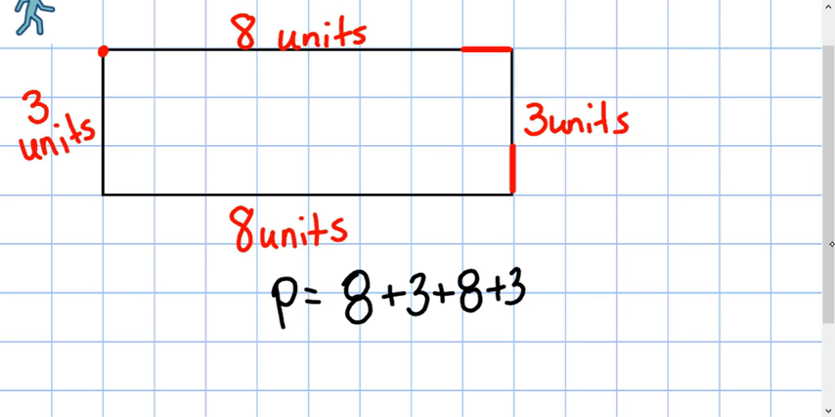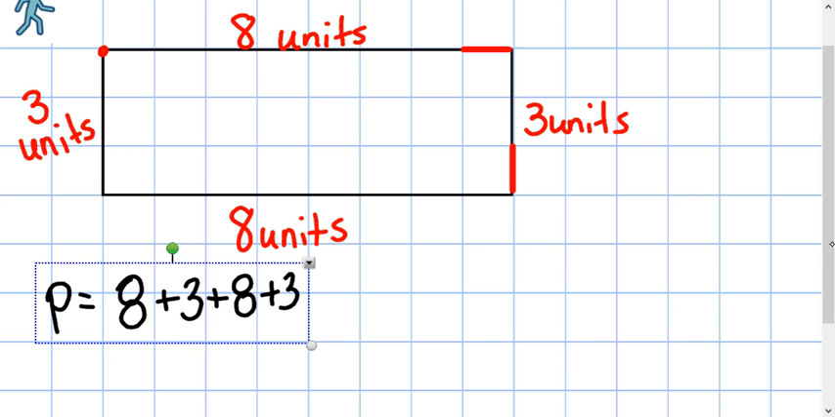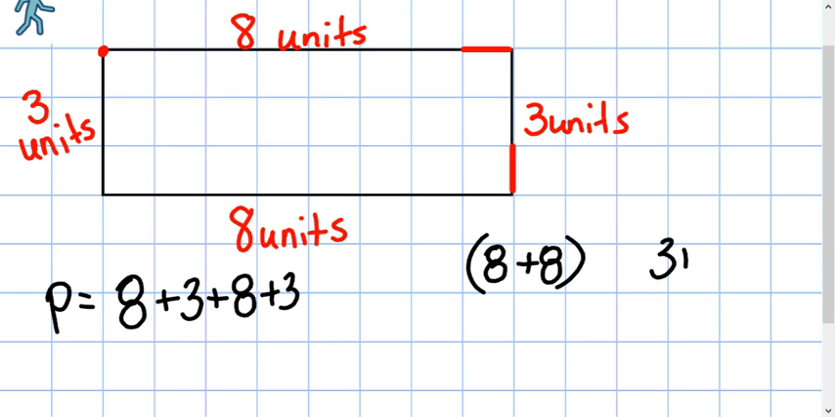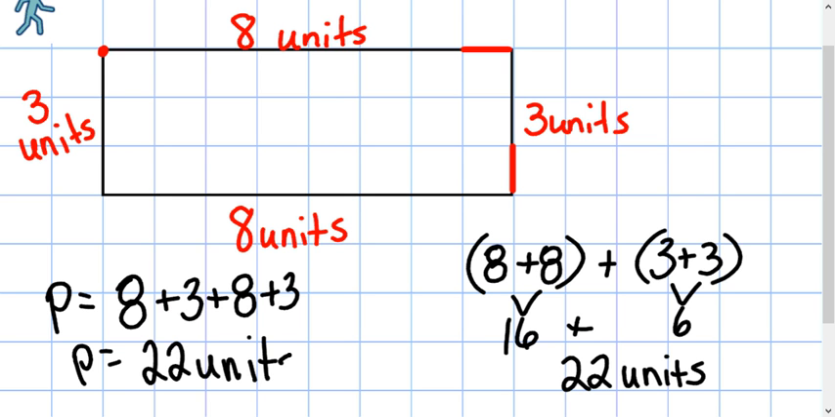But there's a lot of different ways you could actually do that problem. I would probably do 8 plus 8 and 3 plus 3 and then add those answers. So that's going to give me 16 plus 6, which is 22. And so it's 22 units. So my perimeter is 22 units. There's other ways you could do that. Like I said, if you wanted to, you could just do 8 plus 3, which is 11, and then double it to get 22 units. That's another way you could do it.